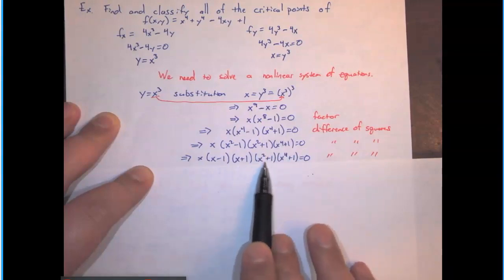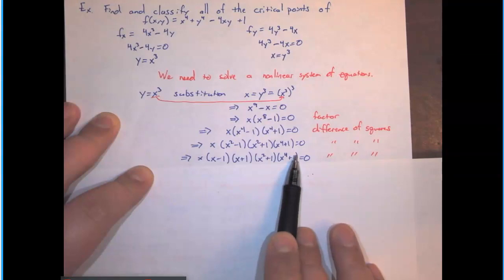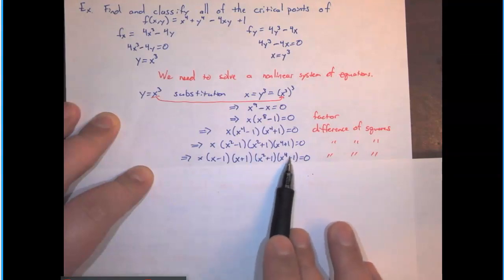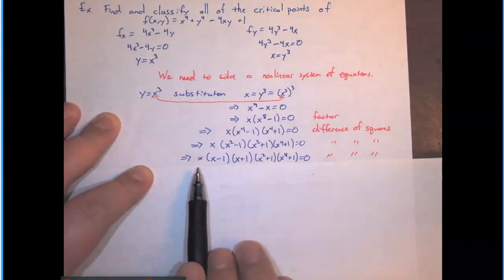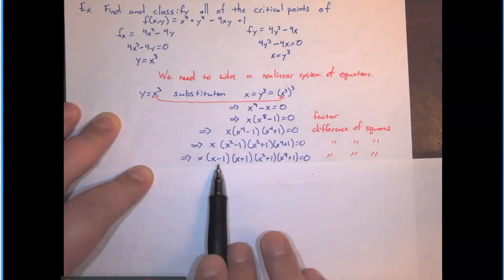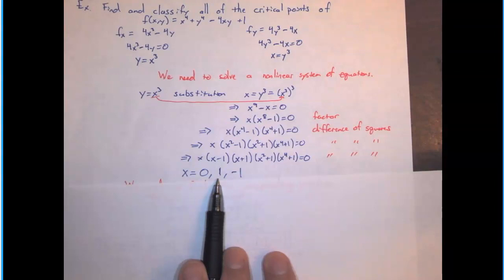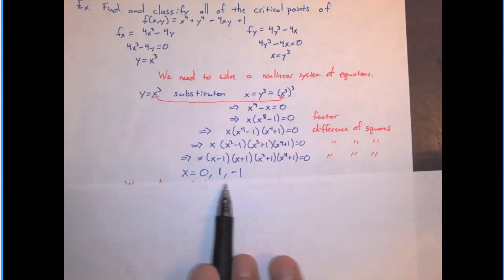These two are never 0 for real numbers. If I want to solve these, the answers are going to be imaginary numbers, and we're not going to deal with those. So instead I say, okay, one of these factors has to be 0, so x is either 0, 1, or negative 1. So now I have three x values.